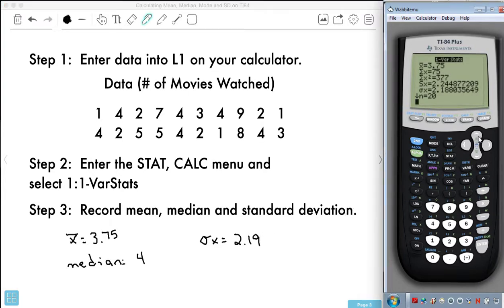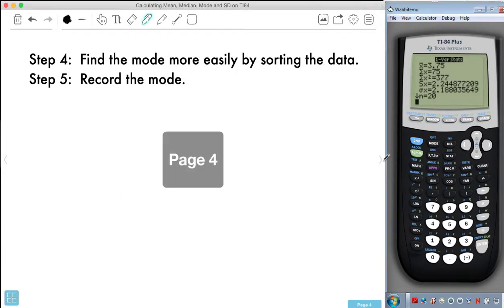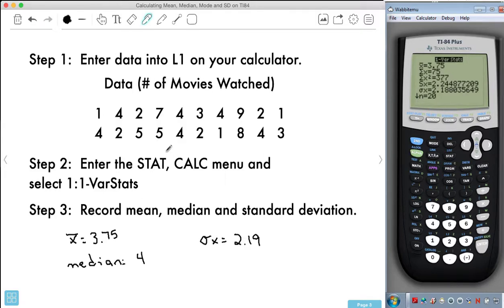What the calculator does not calculate for you or find for you is the mode. So that's our next step. In order to find the mode, you have to find the piece of data that occurred the most often. You can do that by examining the data manually and trying to find any number that showed up more than any other number. Right? It's the 4 in this case having shown up 6 times compared to, say, the 3 showing up twice or the 2 showing up 4 times.